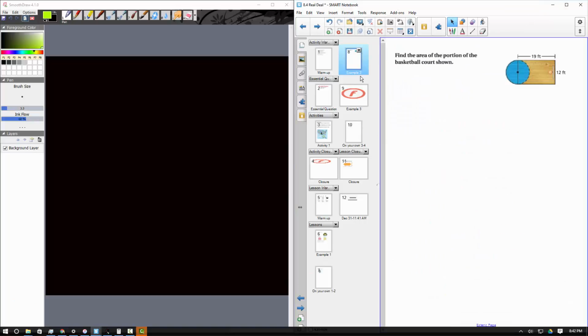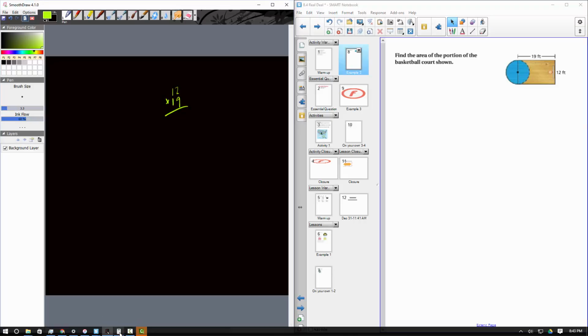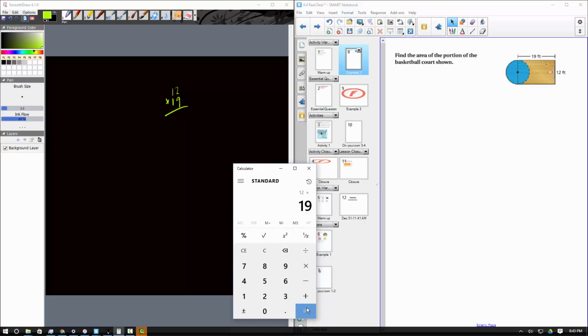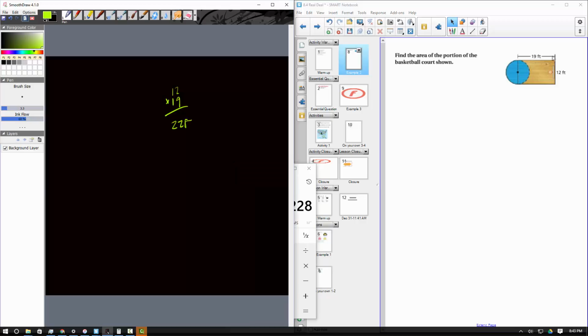So then let's go over here for example 2, and it says find the area of the portion of the basketball court shown. So I know that this is just going to be 12 by 19, so I'd figure that out first. So I'd take 12 times 19, and that will equal 228, and that's just for this piece here, the 19 by 12, and I now have to figure out this piece here.